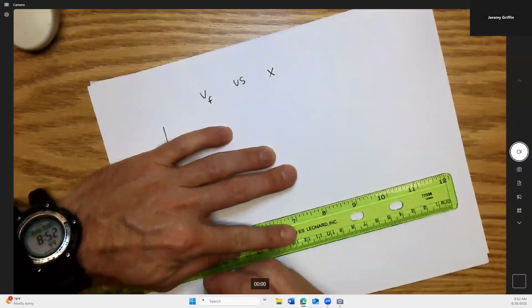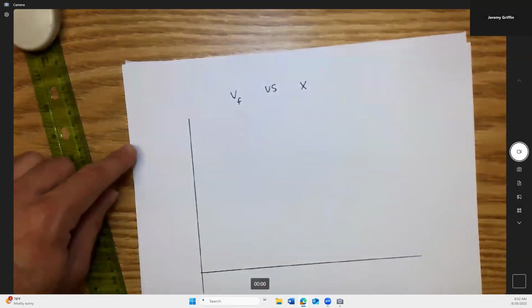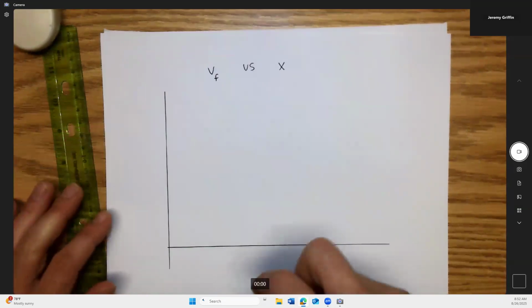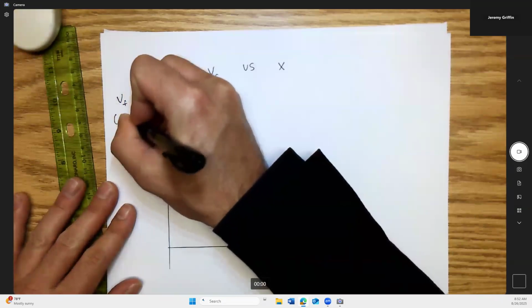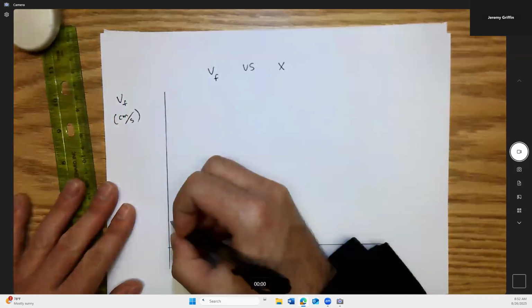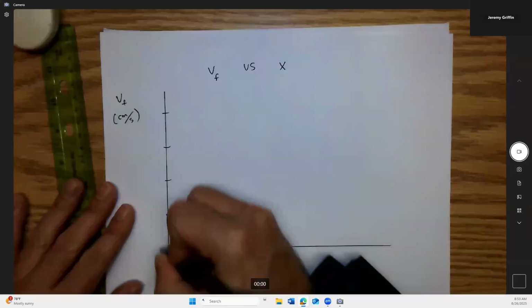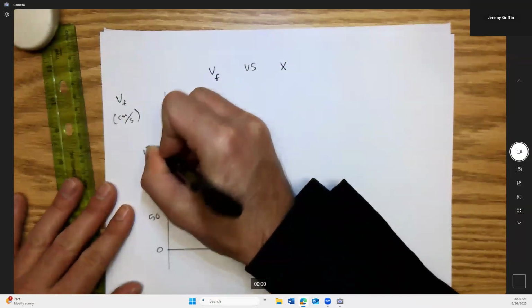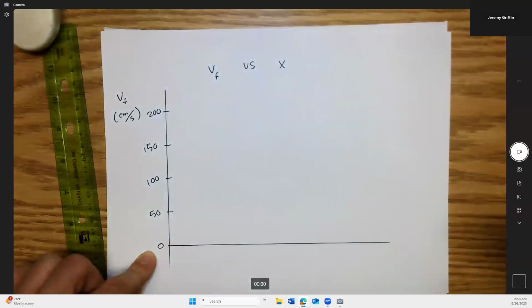Lily, what was your fastest reading? Your fastest speed? 163. 163. Okay, so it sounds like final velocity is going to be in centimeters per second. Maybe I'll scale this up to 200. Let's go 0, 50, 100, 150, 200. You guys know to start your axes at 0 and then scale linearly.